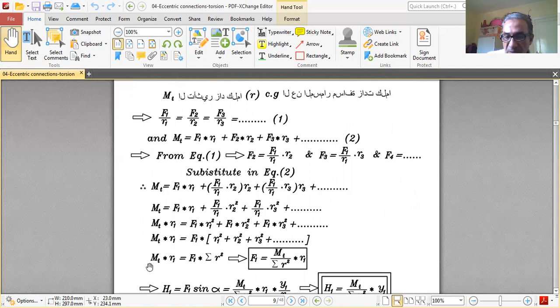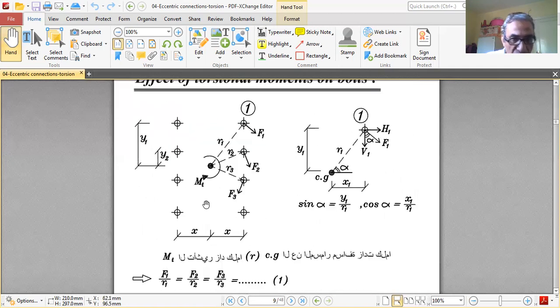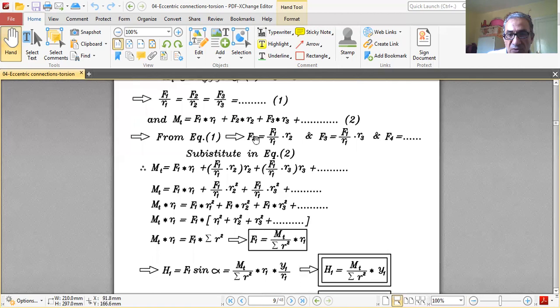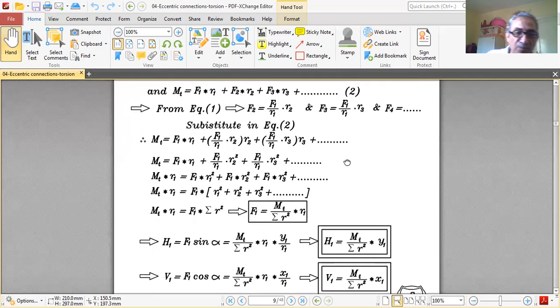Then M torsion multiplied by R1 equals F1 summation of R squared, or F1 equals M torsion R1 divided by summation of R squared. This is the F1 force. If we get F2 related to F1 by this equation, and so on, we get F1 due to torsion and then substitute in these equations to get F2, F3, F4, and so on.